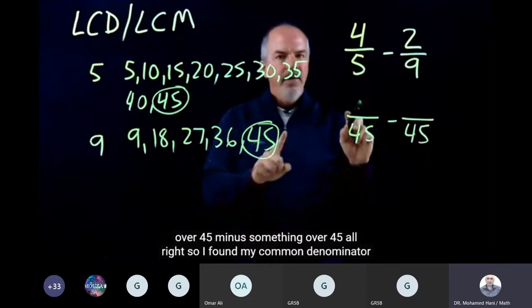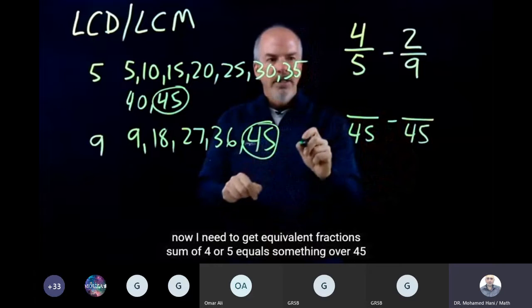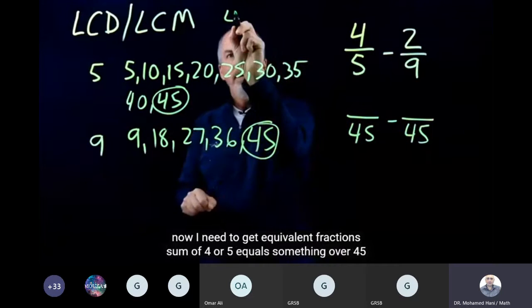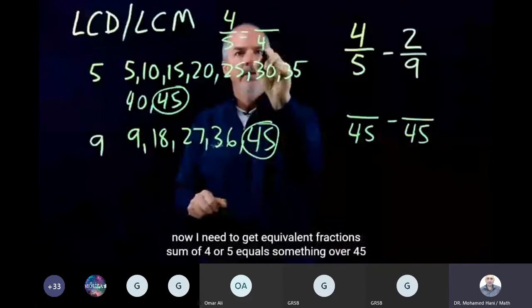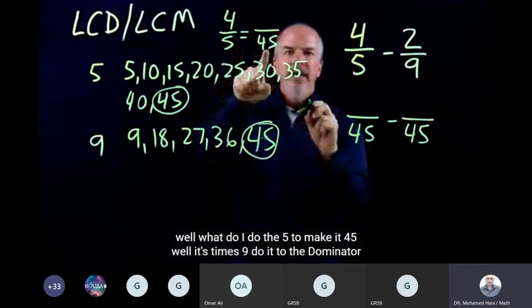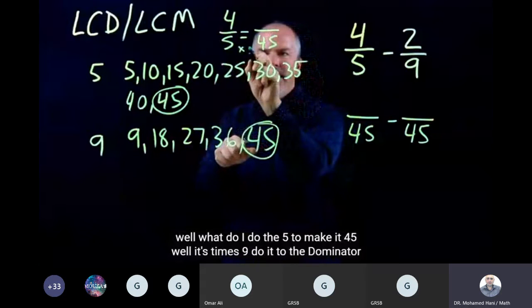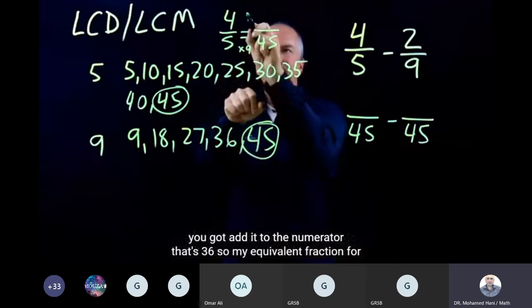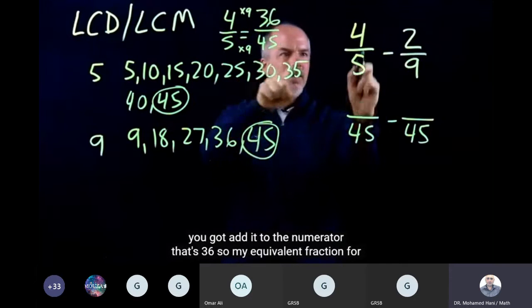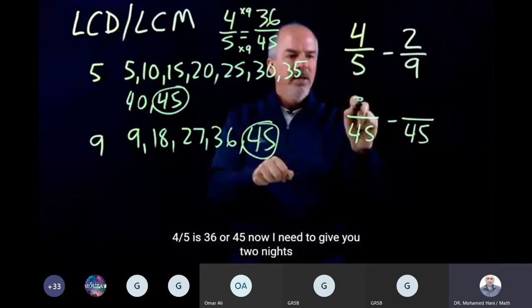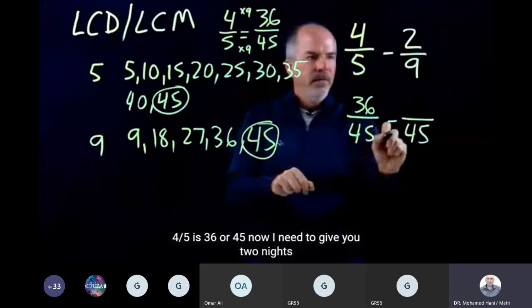All right, so I found my common denominator. Now I need to get equivalent fractions. So 4 over 5 equals something over 45. Well, what do I do to the 5 to make it 45? That's times 9. Do it to the denominator, you've got to do it to the numerator. That's 36. So my equivalent fraction for 4/5 is 36 over 45.